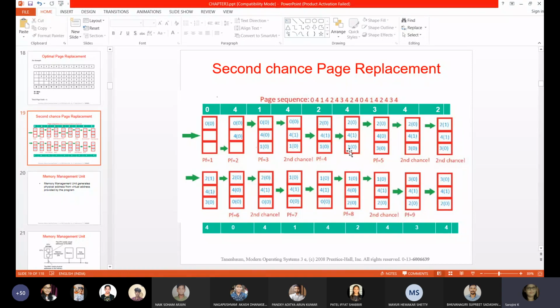Yes, this page can be removed because currently the pointer points to this page and its reference bit is zero also. Okay. So this page will be removed. When this page is removed, where was the pointer? Pointer was here. Okay, we remove this page, we will keep page number 3, but the pointer that was here will go to here. Okay, one step ahead it will go, no, it went here.